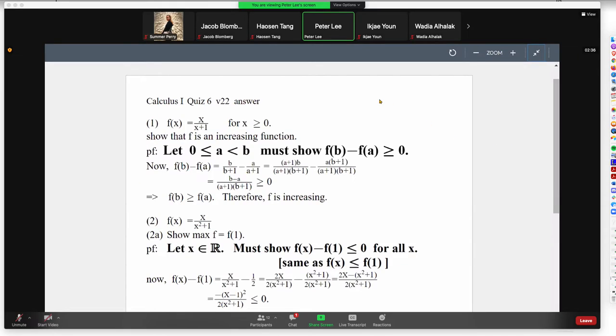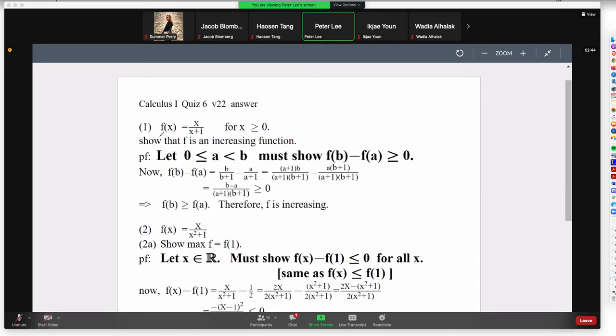So here, the first question on the quiz was this. f of x is equal to x over x plus 1, and this is for x greater than or equal to 0. And what do we have to show? We have to show that this function f is an increasing function.